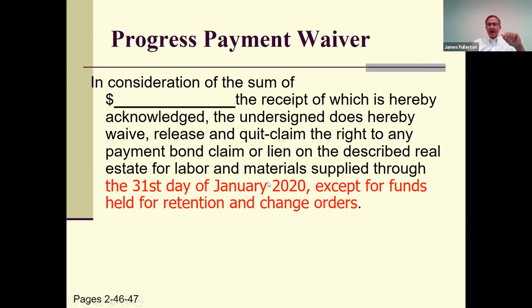The other thing you've got to watch out for is you don't want to say labor and materials supplied through today. If you're only being paid through the 31st of January 2020, what work is included in the last requisition you sent? You've got to make sure that date is correct, and you want to say except for funds held for retention and change orders.